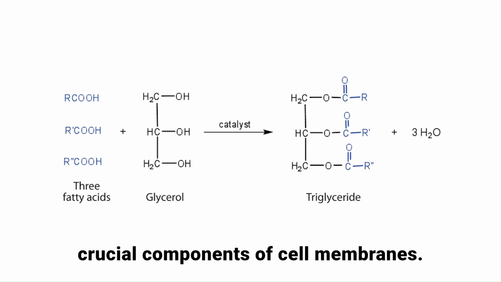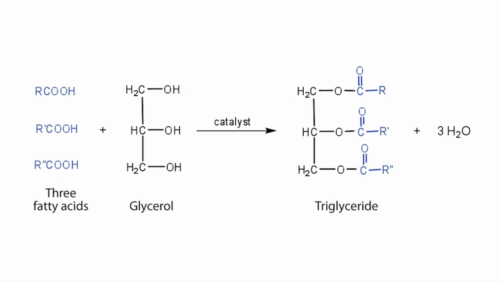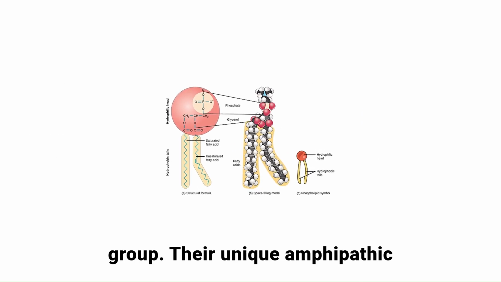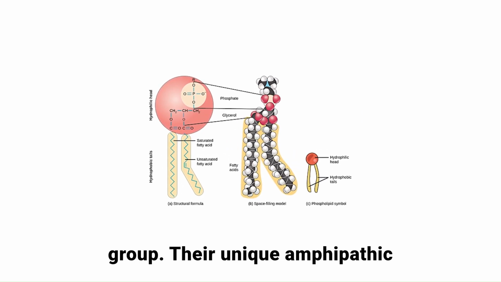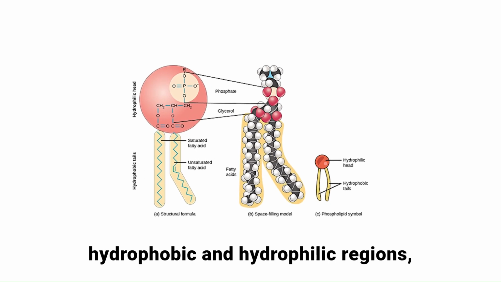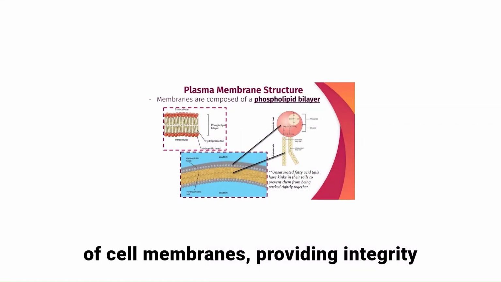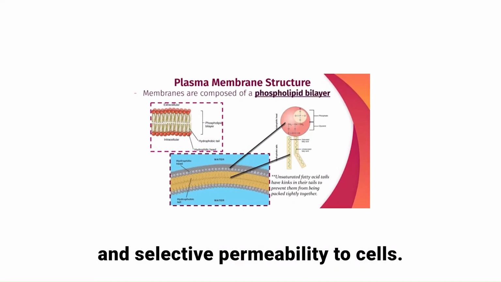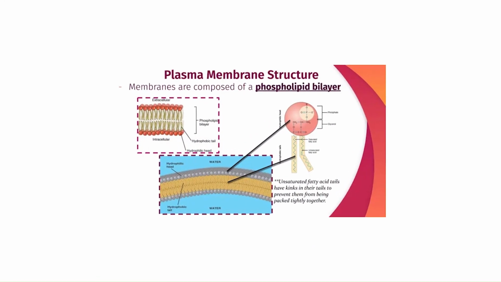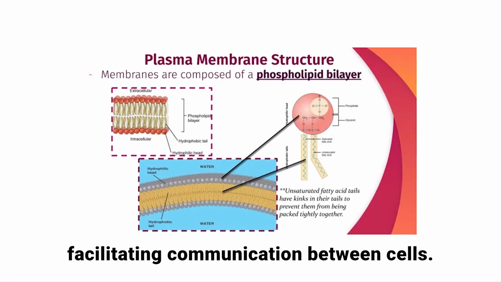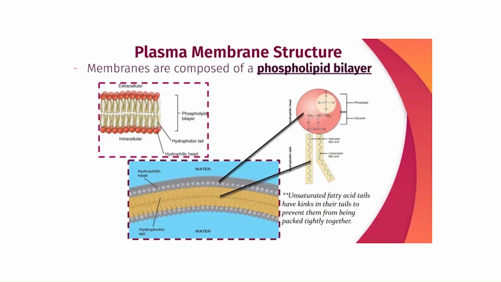Phospholipids are crucial components of cell membranes. They consist of a glycerol backbone attached to two fatty acids and a phosphate group. Their unique amphipathic nature, meaning they have both hydrophobic and hydrophilic regions, allows them to form the bilayer structure of cell membranes, providing integrity and selective permeability to cells. This property is essential for maintaining cellular homeostasis and facilitating communication between cells.